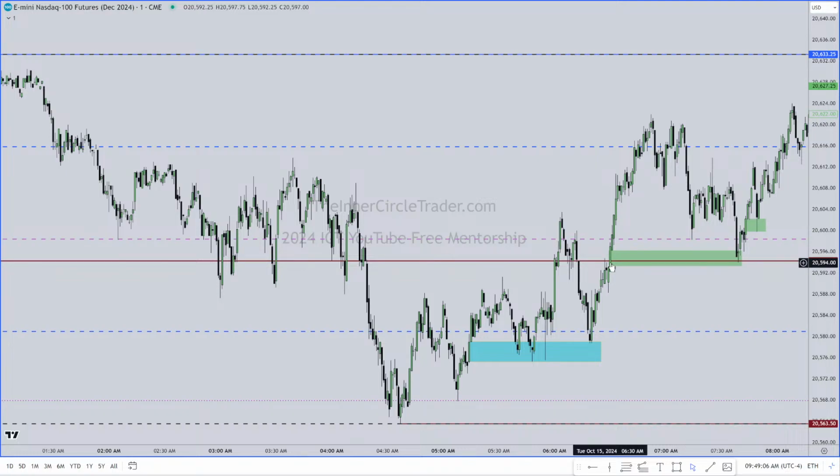How do you pick the right fair value gaps all the time, ICT? Why do you keep picking them? You must be recording on a dozen screens because you have a dozen screens and you're recording all of them and you're looking for the one that works and then you're going to share that one.